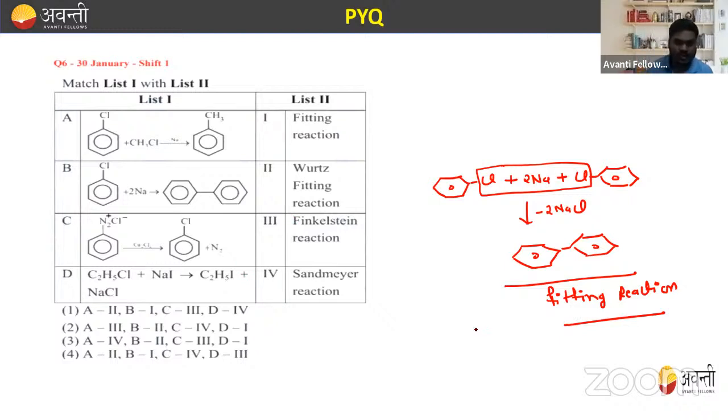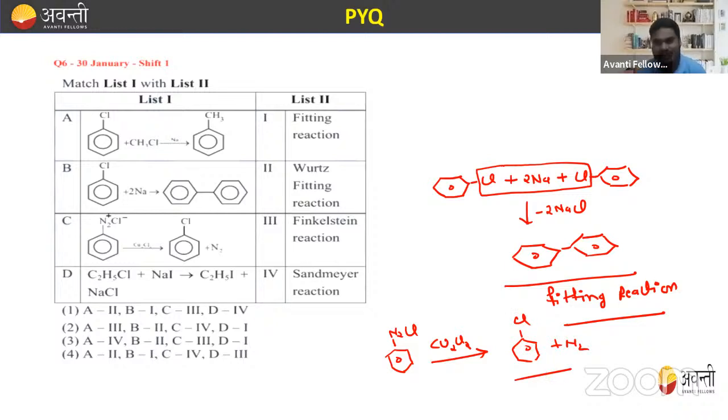B is equivalent to 2. Now, move to the next question. When benzene diazonium chloride, N2Cl, is treated with copper chloride, then the formation of chlorobenzene plus N2 takes place. We know that this is a Sandmeyer reaction. If only copper plus HCl are present, then it is known as Gattermann reaction. In this chapter we are studying haloarenes. So C stands for Sandmeyer reaction.